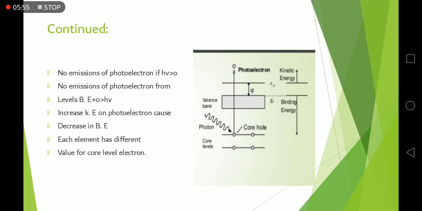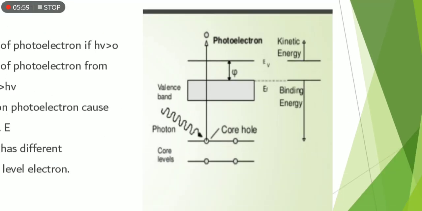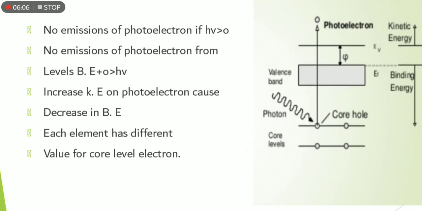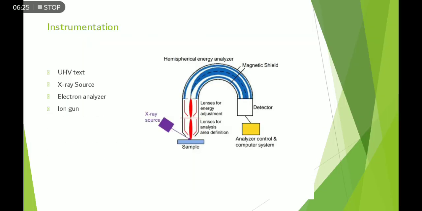As we can see in the diagram, there are two lines, and the difference between these two lines is a core hole. If there are no electrons, there is no emission of photoelectrons. An increase in photoelectron kinetic energy means a decrease in binding energy. Each element has a different value for core level electrons. There we can see different kinetic energies, binding energies, valence band, photoelectrons, and core levels of the different electrons.